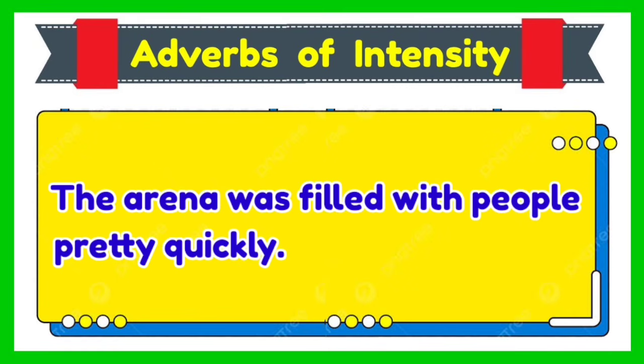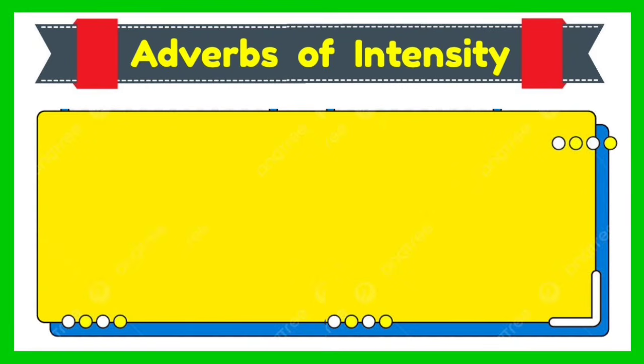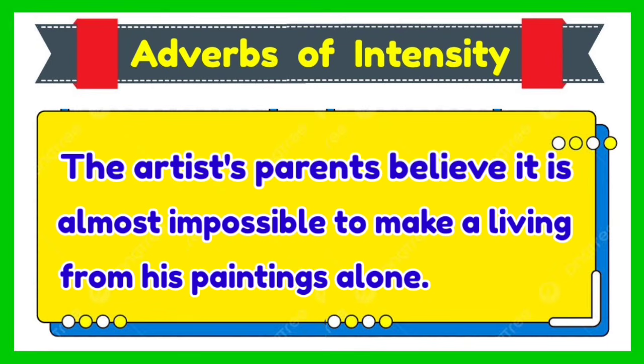Next, the arena was filled with people pretty quickly. It is pretty. Pretty here is used as an adverb of intensity, which means moderately or fairly. And in this sentence, it modifies another adverb, which is quickly. Okay? Another one. The artist's parents believe it is almost impossible to make a living from his paintings alone.